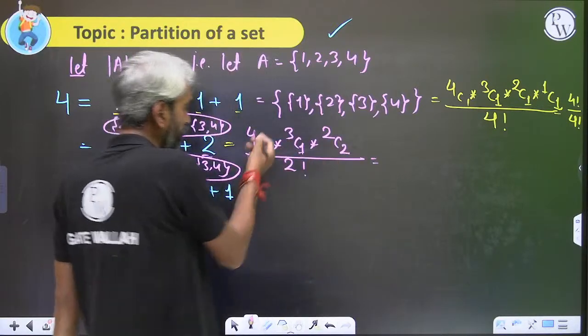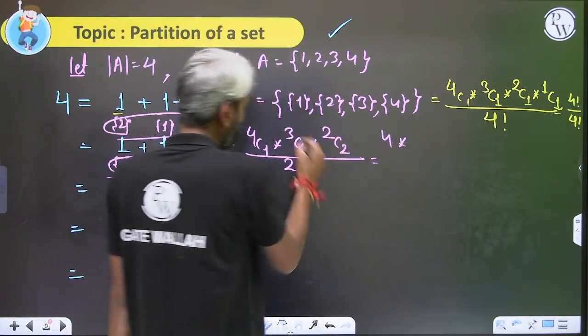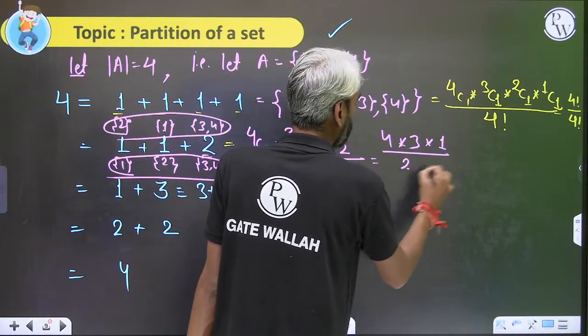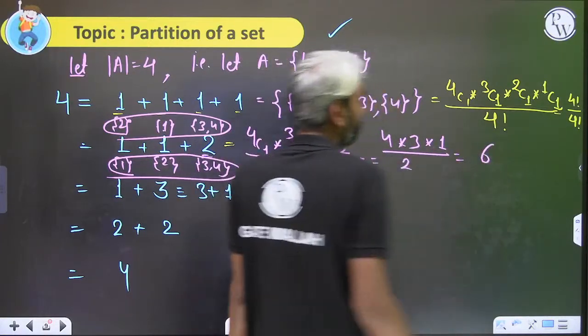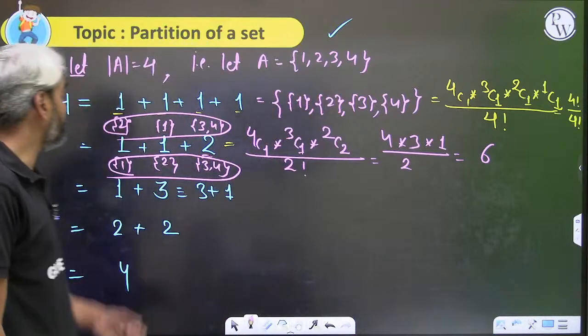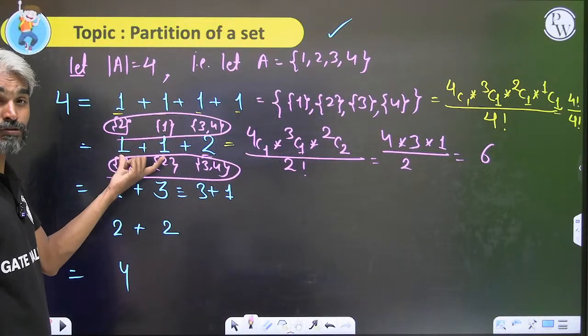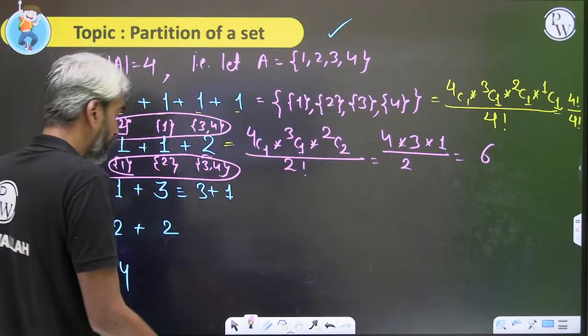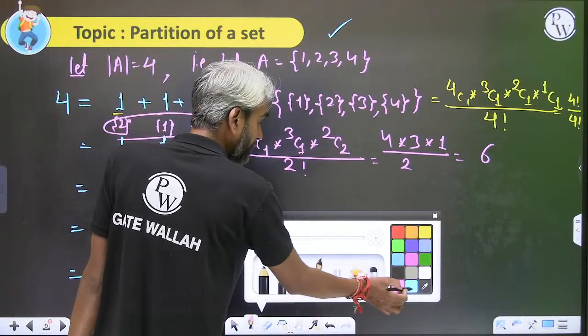So what will be the value? Sir, 4C1 is 4 into 3C1 is 3 into 2C2 is 1, divided by 2 factorial, will be 2. So it will be 6. There will be 6 such partitions in which there will be 2 subsets of size 1 and 1 subset of size 2. Okay, sir. Now let's count the third one.